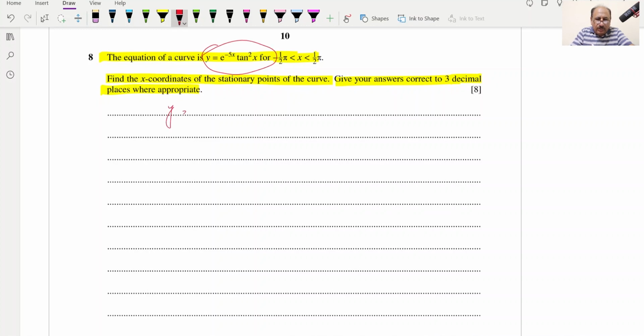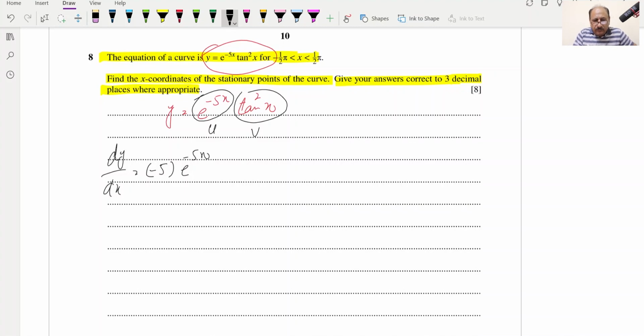So we can write the equation y is equal to e raised to the power minus 5x and tan square x. So these are two functions, basically one function is this one and the second function is this one. So we can take this one as u, this one as v, and dy by dx will be equal to the derivative of the first function, which is minus 5 into e raised to minus 5x. This will be du, basically, and v as it is, so tan square x, plus e raised to the power minus 5x as it is, and the derivative of tan square x, so that will be 2 tan x and secant square x.